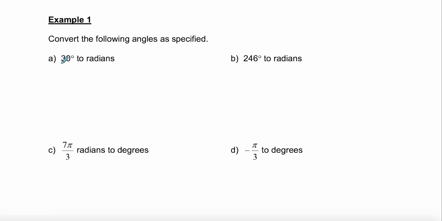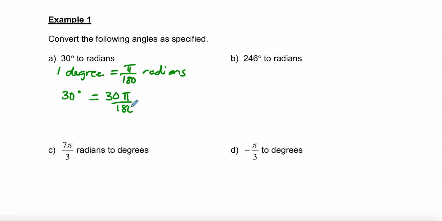But in order to get degrees to radians, we have a little formula. 1 degree equals pi over 180 radians. So 30 degrees is going to equal 30 pi over 180 radians. All we can really do is just reduce this, and we can divide both by 30, so we would just get 1 pi, and then 180 divided by 30 is 6. So pi over 6 radians. So 30 degrees equals pi over 6 radians.